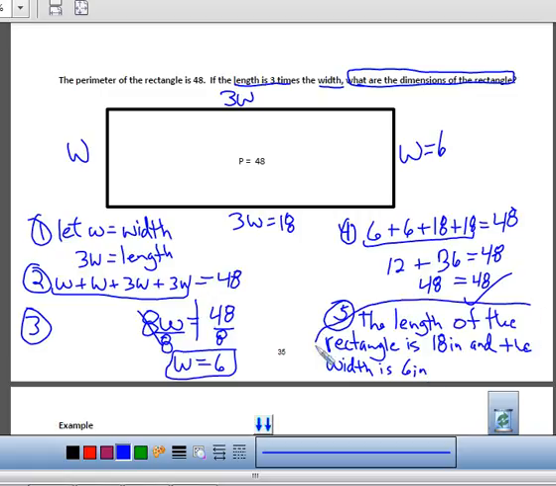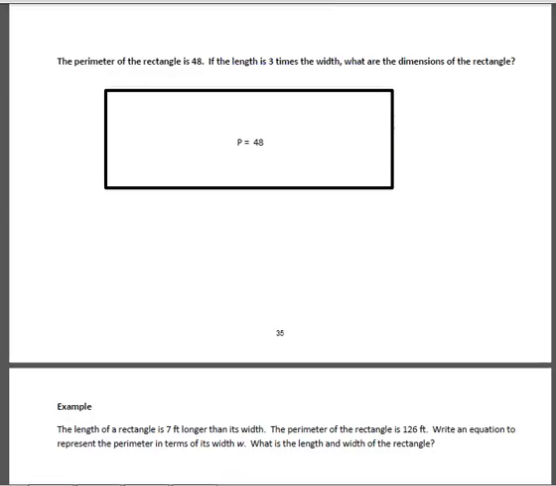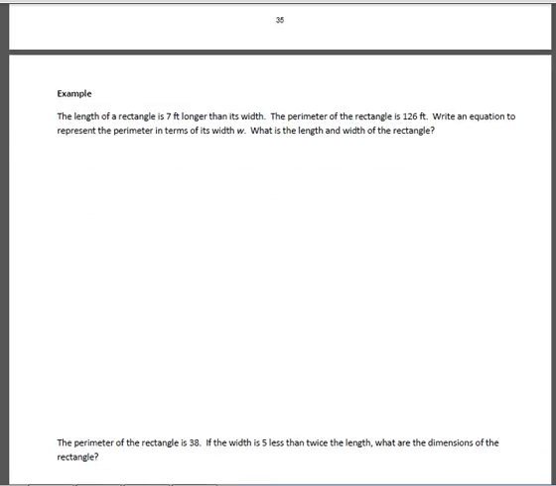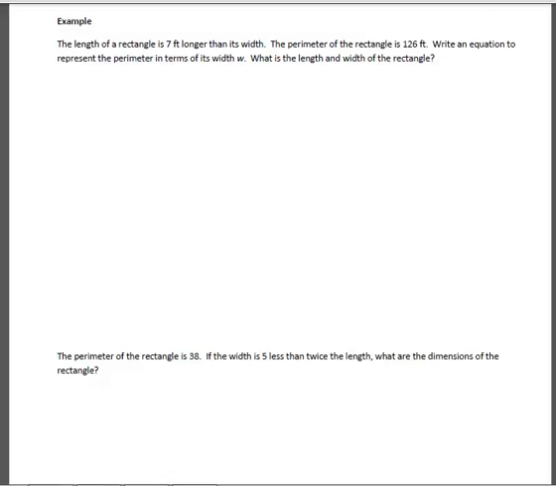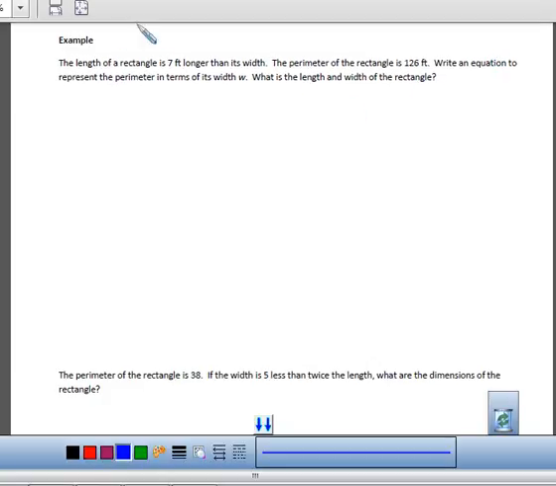First example done. Okay, next page. So now we're looking at page 36. Now notice here, we don't have a picture. That's okay. All of us know how to draw a picture of a rectangle, so that's what we're going to do when we do this problem. That'll be part of step 1.